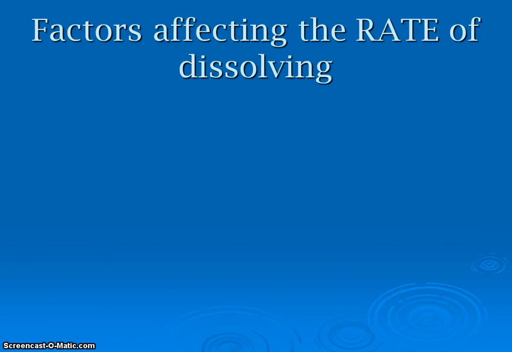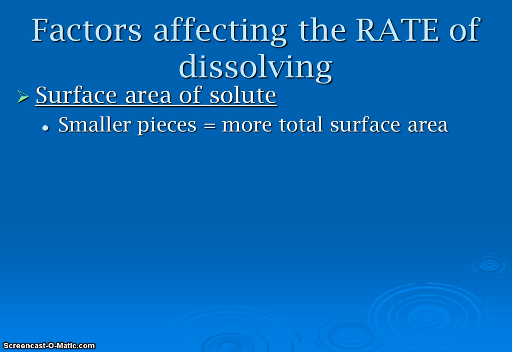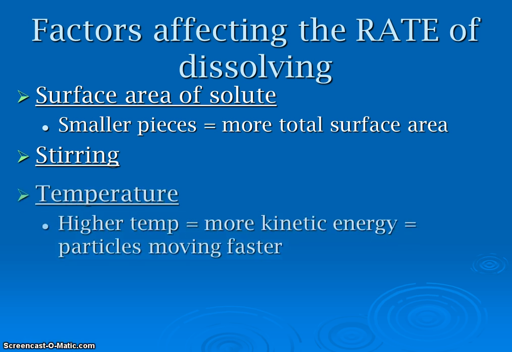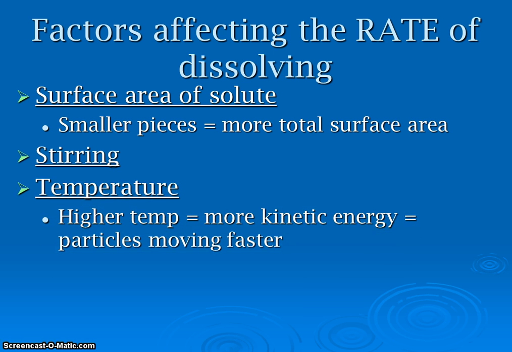What you looked at in your sugar cube lab were different factors that affected the rate of dissolving, how fast you can get that solute to dissolve. Hopefully the things that you figured out were that the surface area makes a difference. The smaller your pieces, the more total surface area your solute has. Stirring certainly has a big impact in how fast something dissolves. And the temperature. The higher the temperature, the more kinetic energy, therefore the particles move faster and can dissolve more quickly.